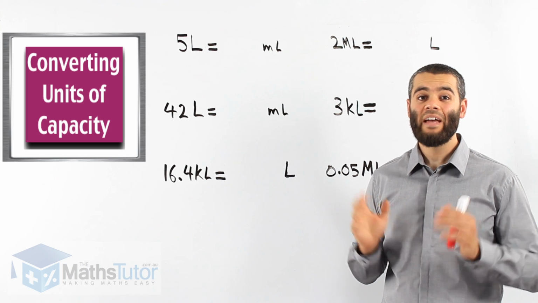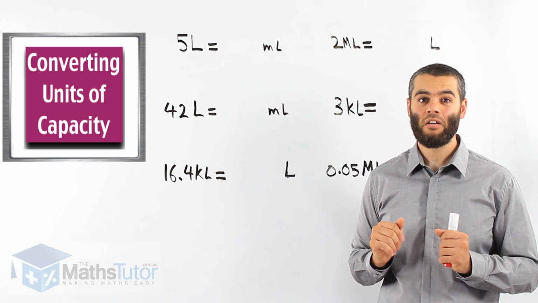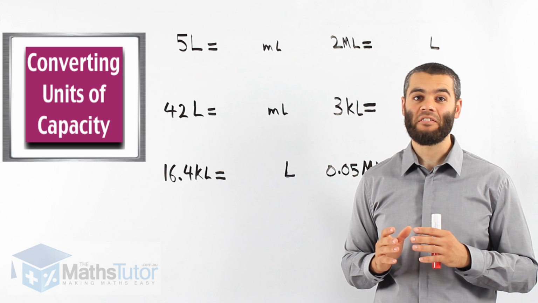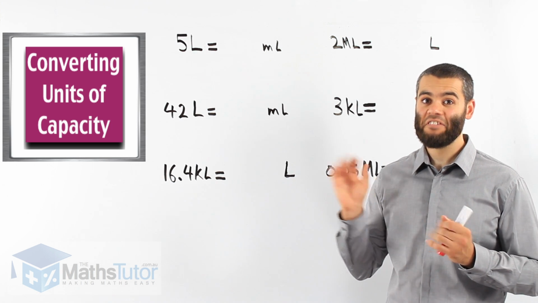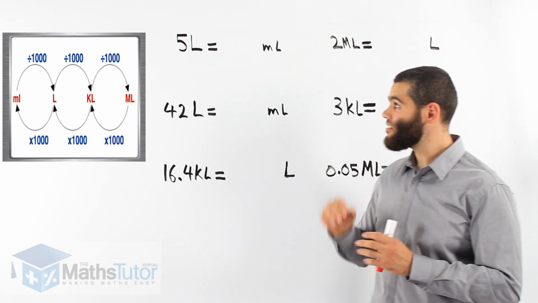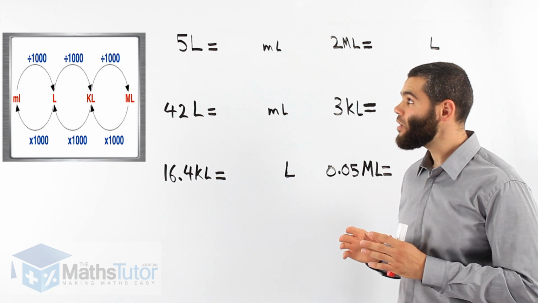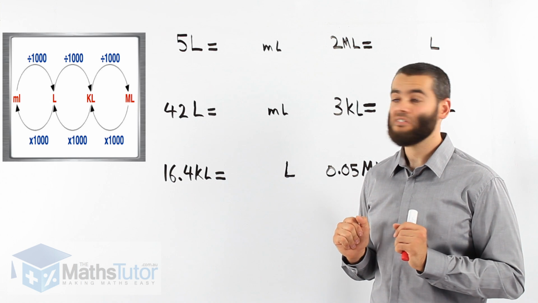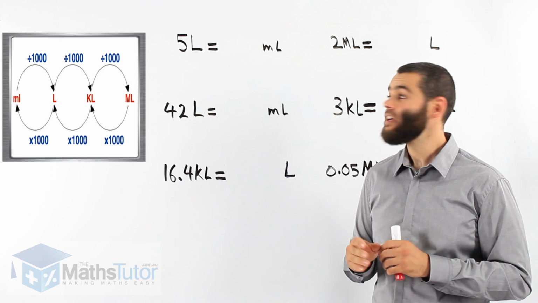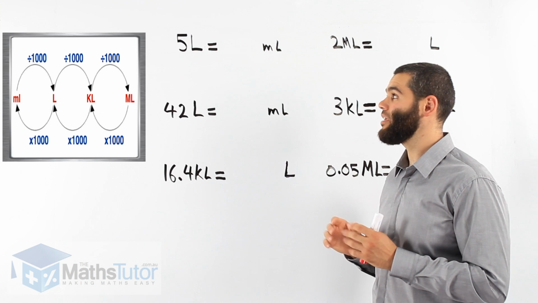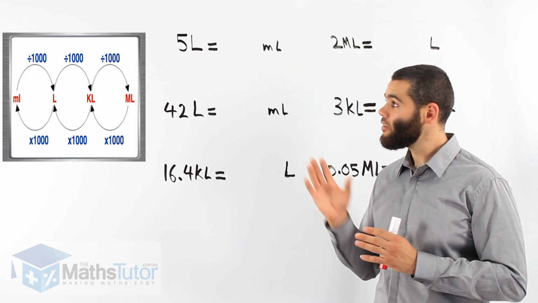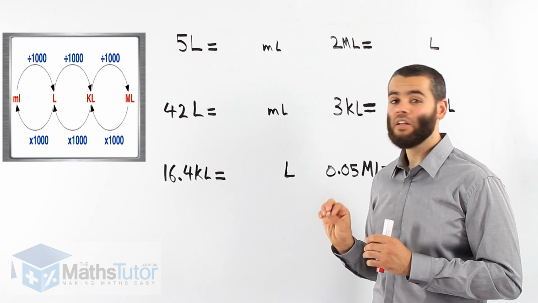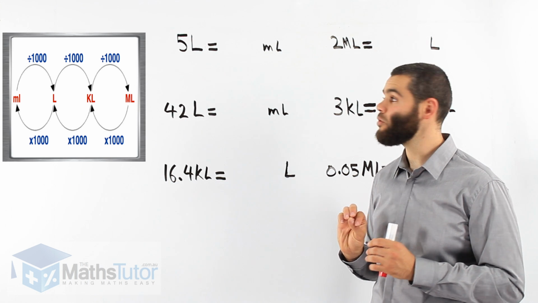Have you ever wondered how to convert units of capacity? We're talking about milliliters, liters, kiloliters and megalitres. Let's see how it's done. Looking at this diagram, we notice that we can convert throughout the units using this process. Milliliters to liters, and then to kiloliters, and then to megalitres, and back as well. Following this process, you'll notice that it's an easy task to do.